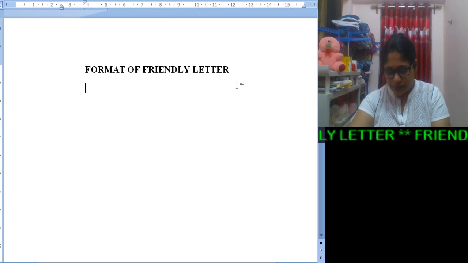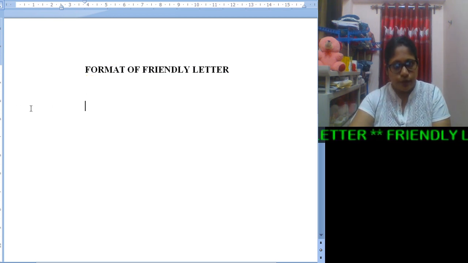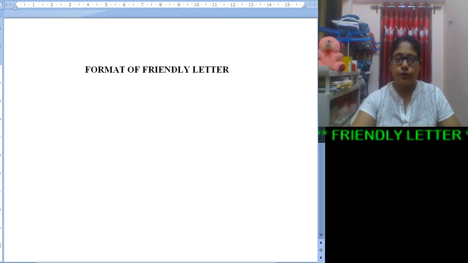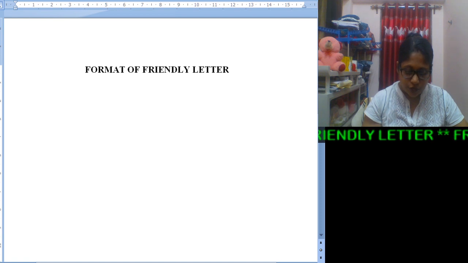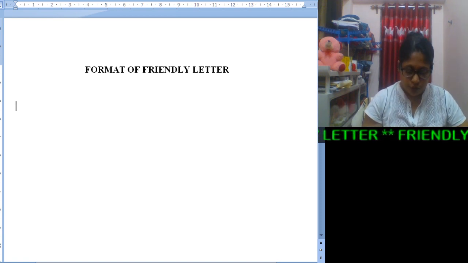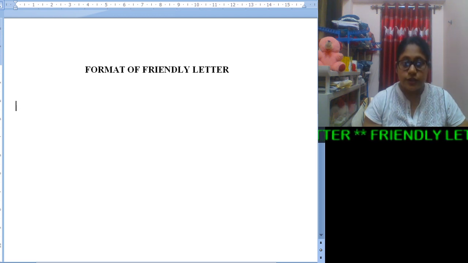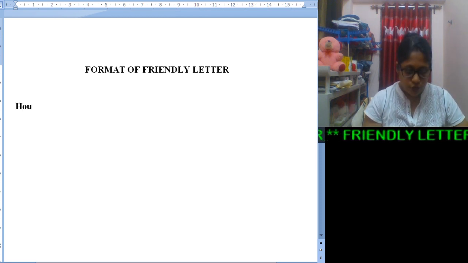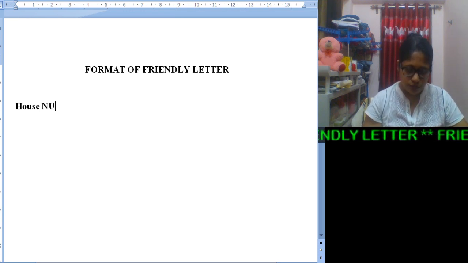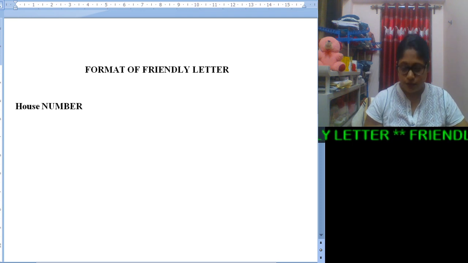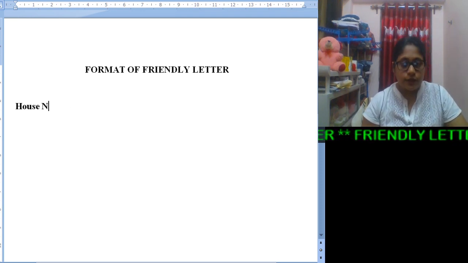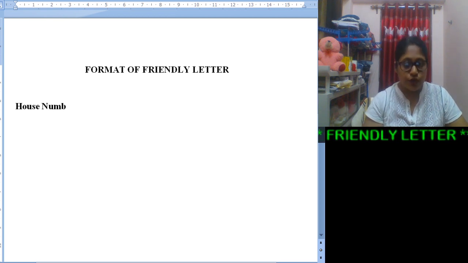So let us start with the format first. First we need to jot down the sender's or self address, right? So here you can do that. You will write, although I think you all know this, but still I think I need to somehow remind you all what you need to remember.